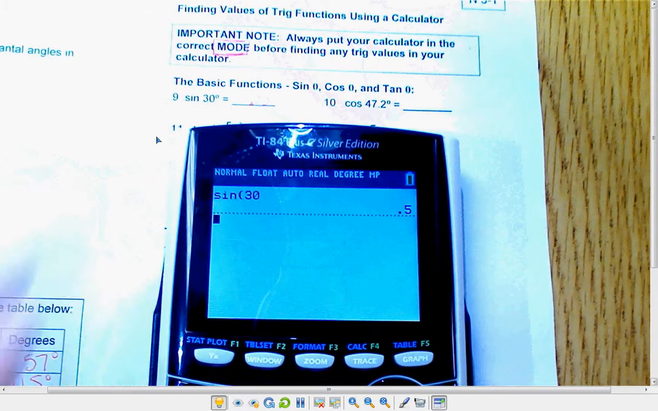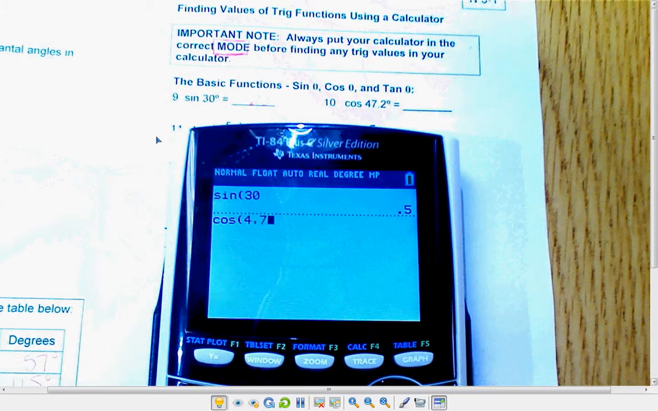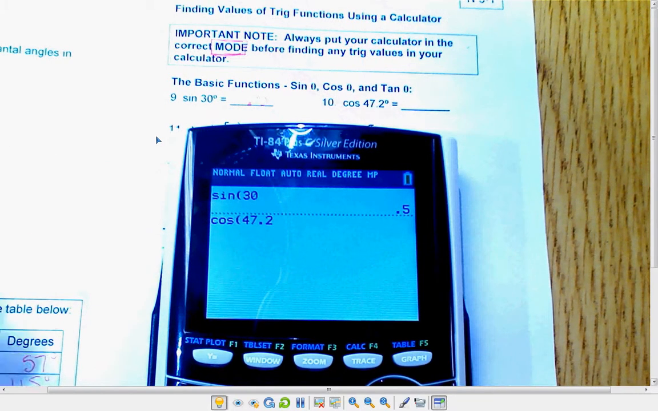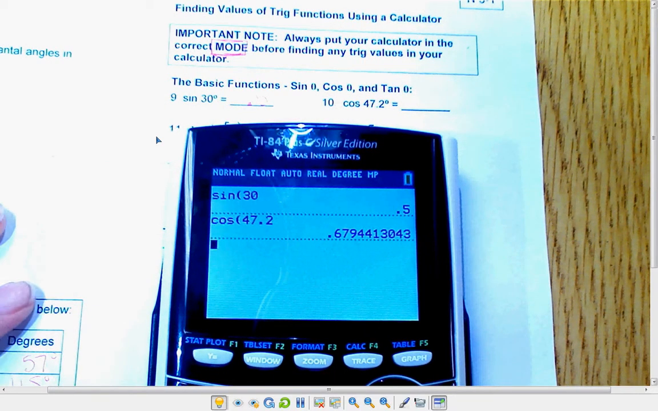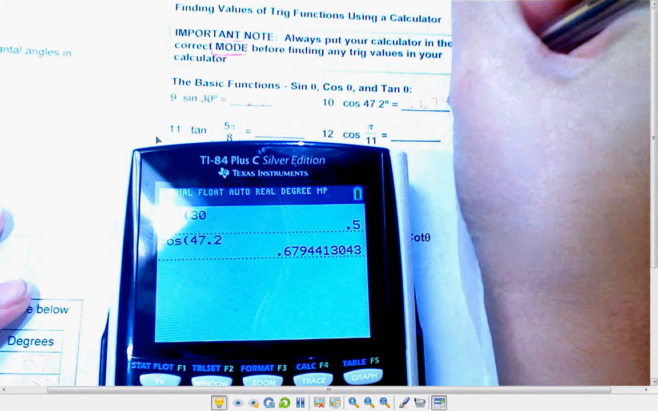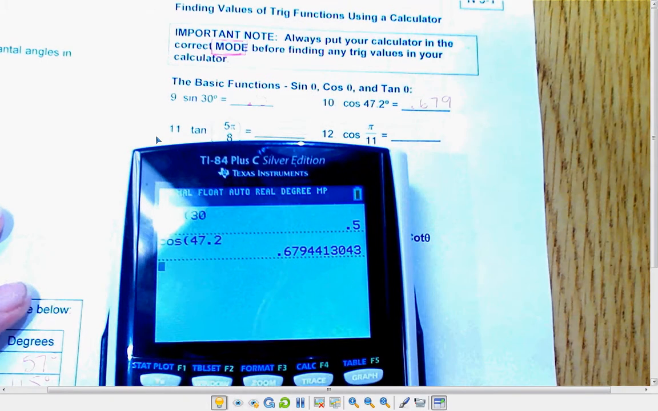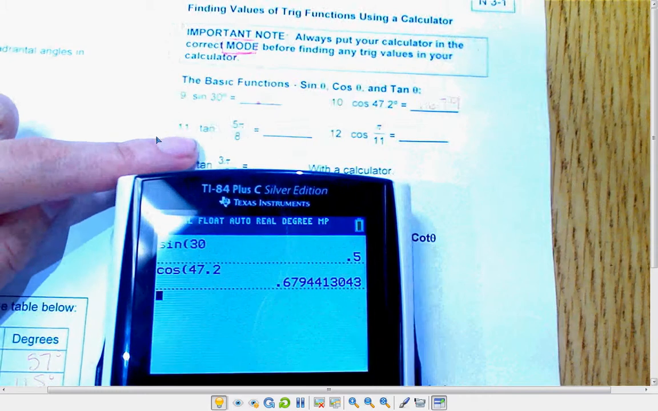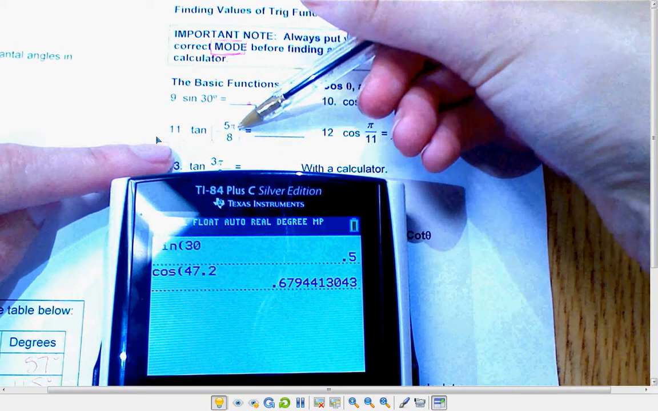Now let's find cosine 47.2. I'm already in degree mode. I have 0.679, again 3 decimal points. And so now 11, this is clearly radians, because there is no degree sign.